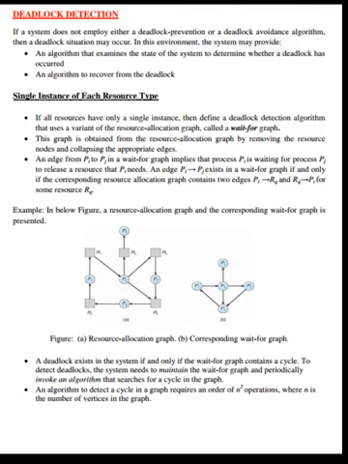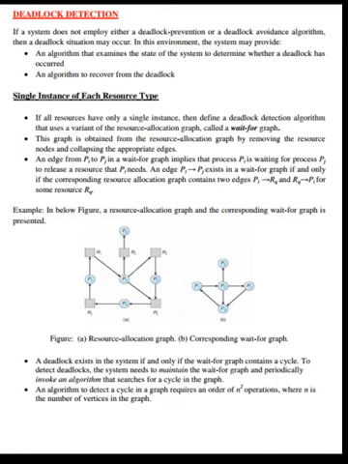If the system does not employ either a deadlock prevention or a deadlock avoidance algorithm, then a deadlock situation may occur in this environment. The system may provide an algorithm that examines the state of the system to determine whether a deadlock has occurred, and an algorithm to recover from the deadlock.